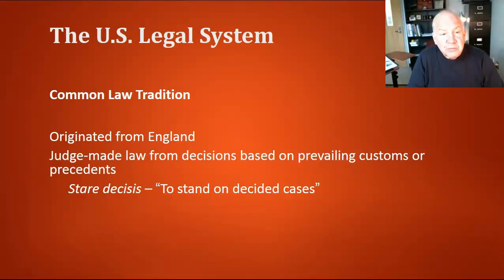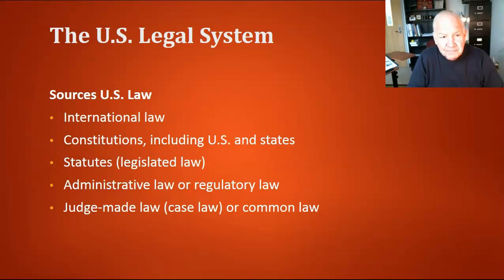The U.S. legal system draws upon its common law tradition, which originated from England. Common law is judge-made law made from decisions based on prevailing customs or precedent. It operates not only on the concept of precedent, but also stare decisis, which is Latin for to stand on decided cases. The Anglo-American legal tradition has 5 sources of law.